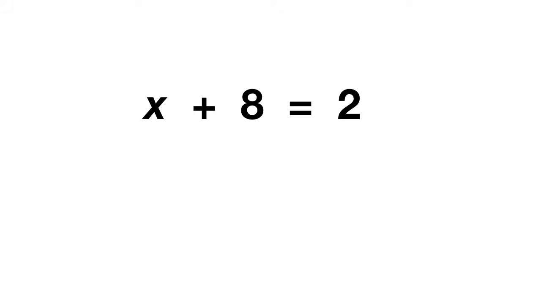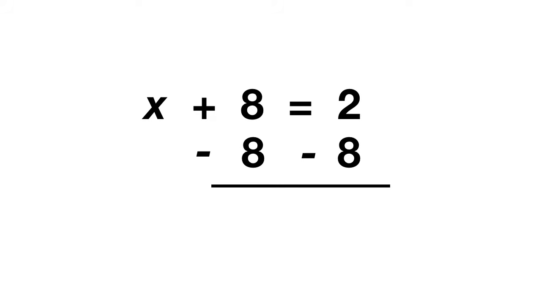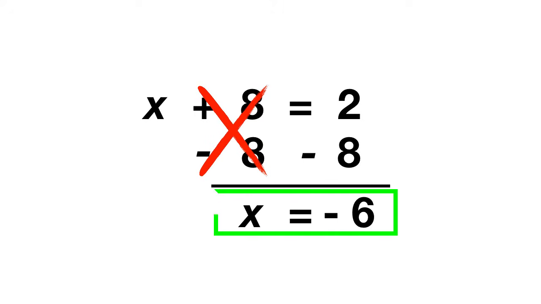Well, you need to start by getting rid of the plus 8. To get rid of a plus 8, just subtract 8, and remember to do it from both sides. When you solve this out, you'll find that the plus 8 minus 8 cancel out, so you're left with just x. And on the right side, 2 minus 8 is negative 6. x equals negative 6.